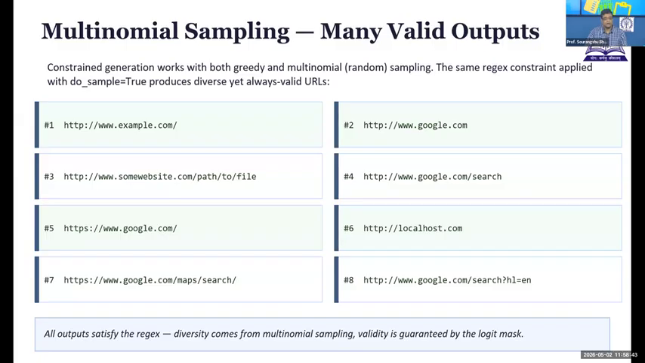All the other things are valid. It works in the same multinomial sampling framework. If you increase the temperature a little bit, maybe it generates many domains, which is good. It may generate many domains, but all of them are correctly formatted domains.